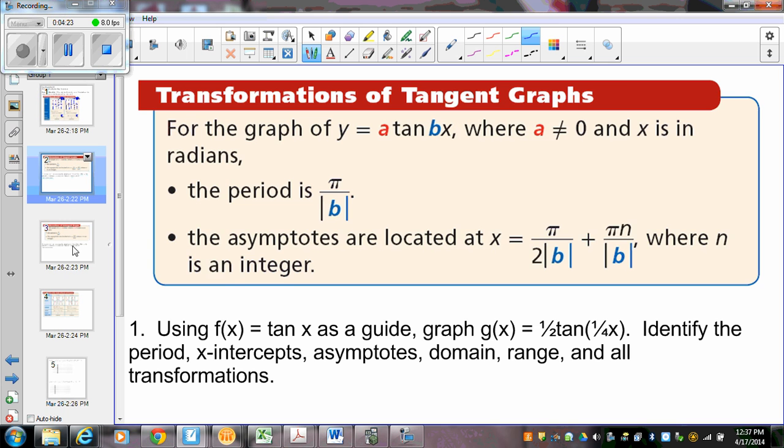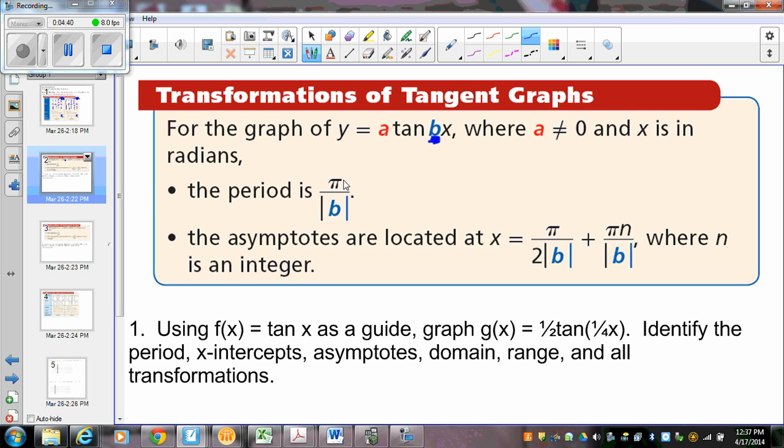So as far as transformations of tangent graphs go, we're really only going to have 2 that we're going to look at. We will have either a period change, which would be when we have a number in front of the x, that would result in some sort of horizontal stretch or compression.